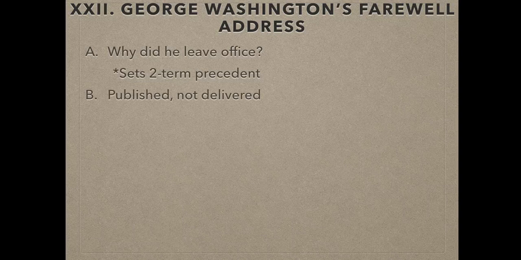So when Washington leaves office, he's going to give a farewell address, talking to the nation, saying goodbye, and talking about a couple of issues that he sees as important to address at the time, in early 1797 when he leaves office. This farewell address is published. It's published in the newspapers. It's not delivered. It's not that he stands up and speaks.